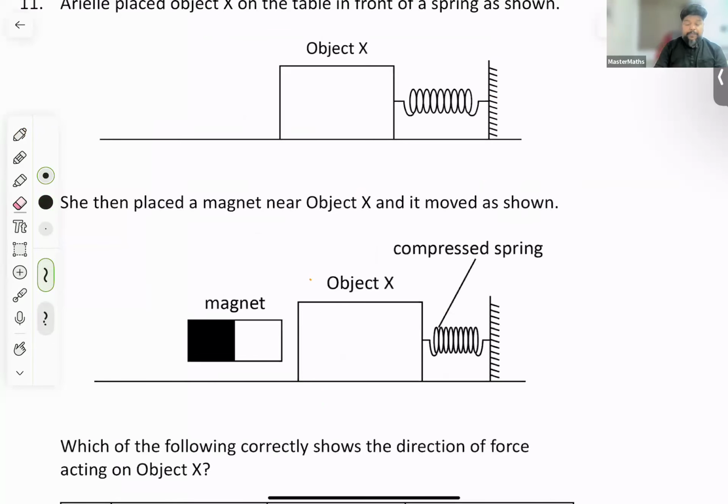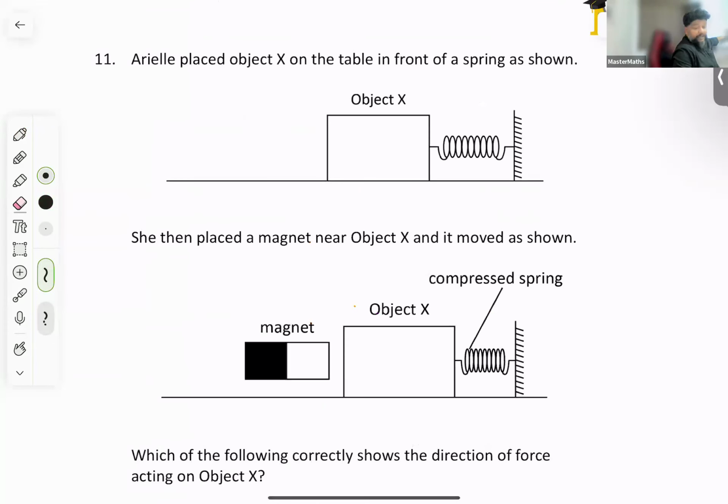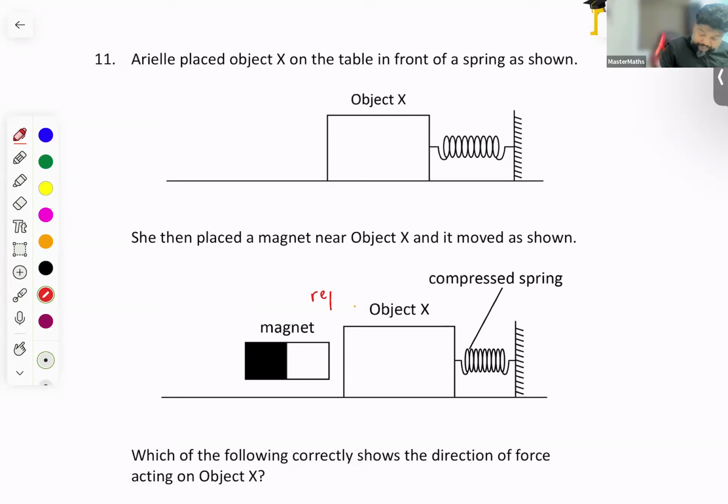Okay. Now, the object is sitting like this normally. Once she brings a magnet towards it, the object repels. Why did the object repel? Why do you think it repelled? You see, it moved away, right? It was a normal spring, suddenly the object moved away, correct? Why did it repel? Because it is the like pole of another magnet.